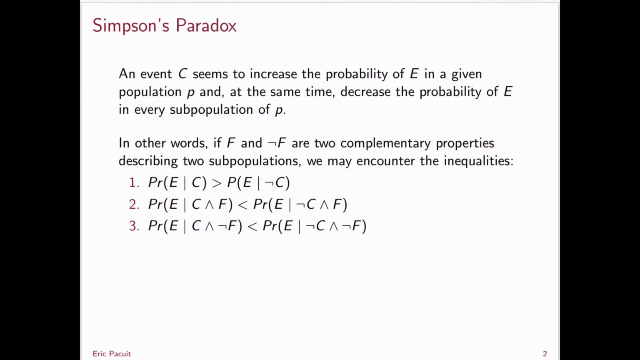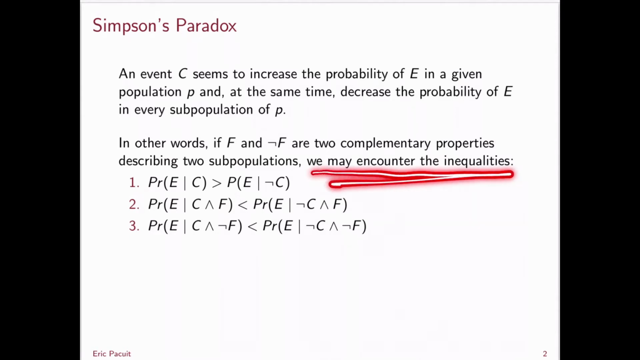Now, with these definitions in mind, let's talk about Simpson's paradox. Recall that Simpson's paradox is a situation where there's an event C that seems to increase the probability of E in a given population P, and yet at the same time decrease the probability of E in every subpopulation of P. So in other words, suppose that we have two complementary propositions, F and not F. So some people in the population P satisfy F, and the remaining satisfy not F.